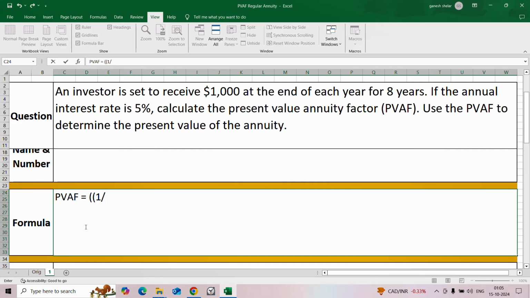1 divided by r, raised to n minus 1 divided by r, raised to n into 1 divided by 1 plus r raised to n into t.